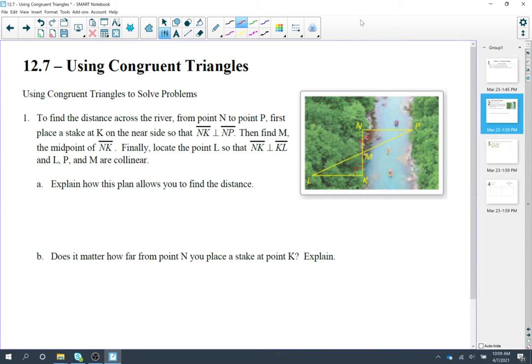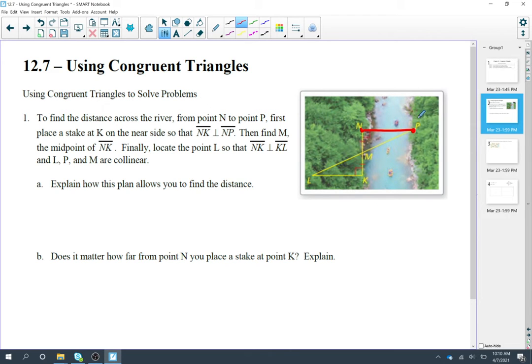12.7, using congruent triangles. Example 1. To find the distance across the river from point N to point P. So you're trying to get across the river, and you're going from N to P.